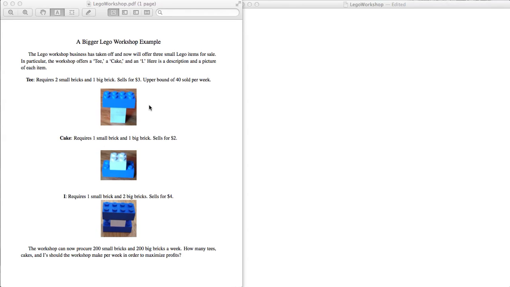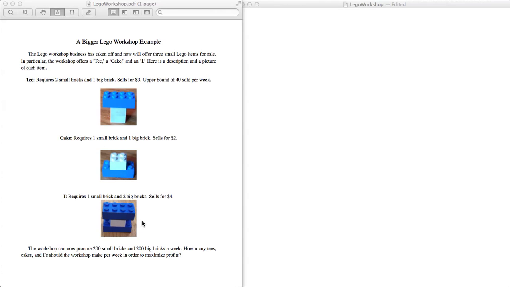So we have this T, which requires 2 small bricks and 1 big brick. For purposes of this video, we're going to call the 2x2 bricks the small bricks and the 2x4 bricks the big bricks. Obviously there are smaller and bigger LEGO bricks out there, but it's easier to say small brick than 2x2 brick. So the T requires 2 small bricks, 1 big brick. It sells for $3. The cake requires 1 small brick, 1 big brick, and sells for $2. And then the I requires 1 small brick and 2 big bricks, and it sells for $4.